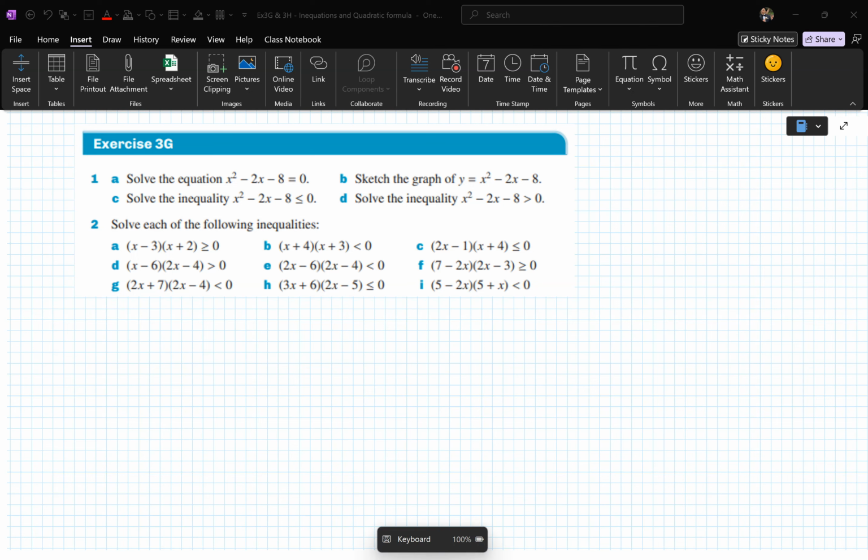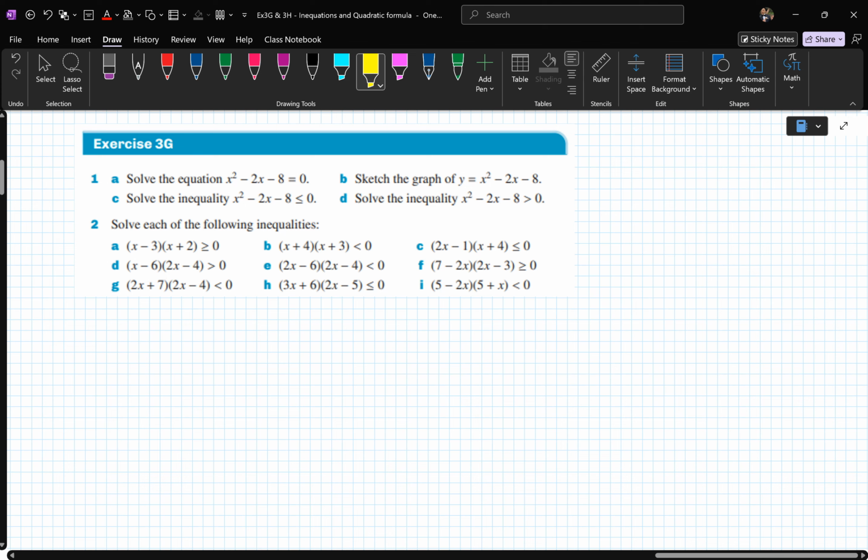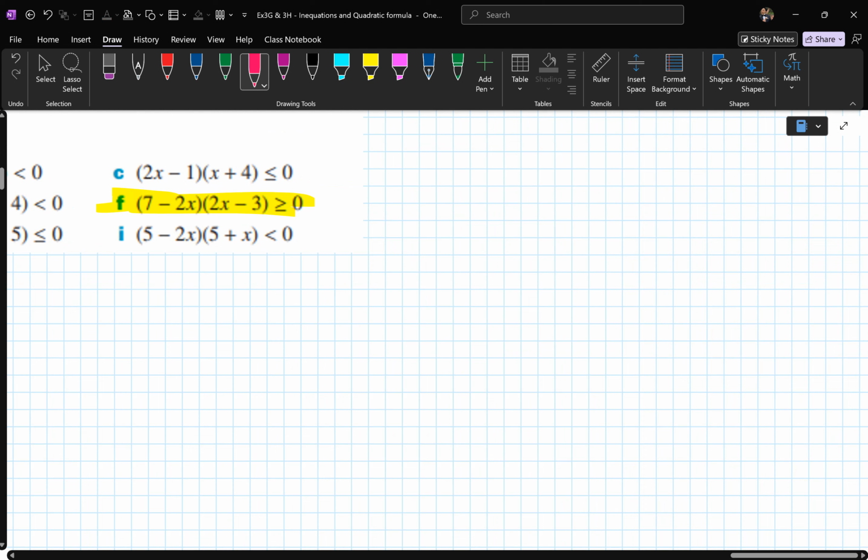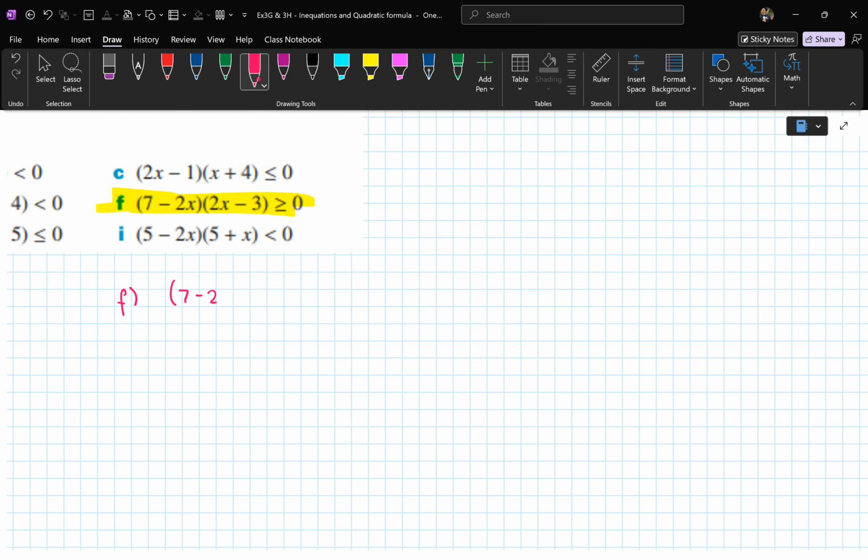Question for exercise 3G, question 2f. And again, with these kind of questions, you should be trying to sketch the graph. So assuming that you've got the skills to sketch it at the moment, let's have a look. F says you've got 7 minus 2x, brackets 2x minus 3, and you want that to be greater than or equal to 0. So let's draw the graph.